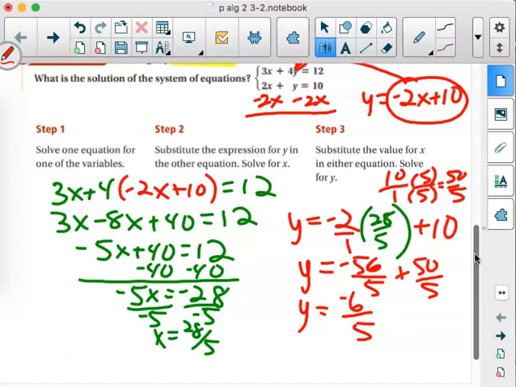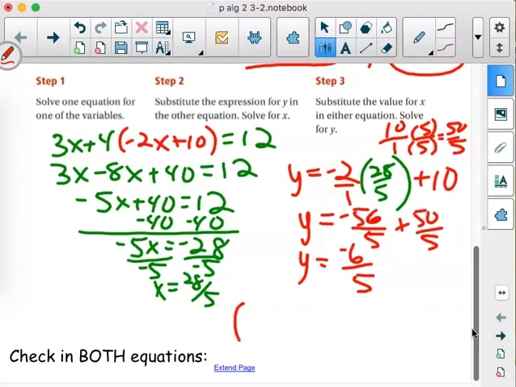Almost done. Super close. Because what I remember is I'm supposed to find the point, the ordered pair, where these two hit each other. I don't have that written as an ordered pair yet. I need an ordered pair. 28 fifths, because x always comes first, negative 6 fifths. Big star, box it, something that says, here's my answer. I put it all together. Here's my x, here's my y. That's where it's going to hit.